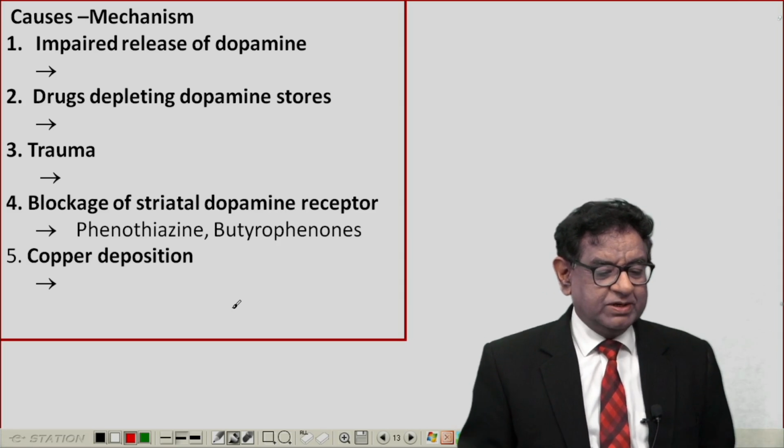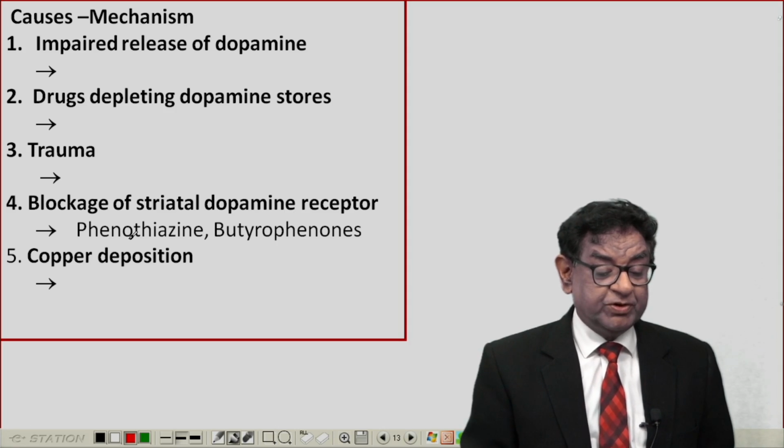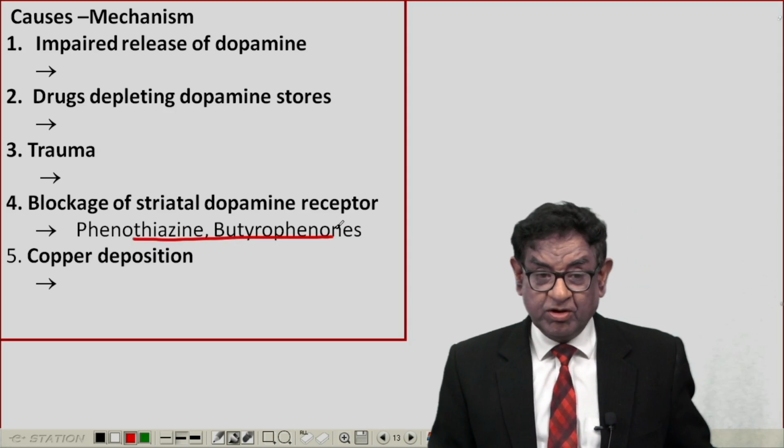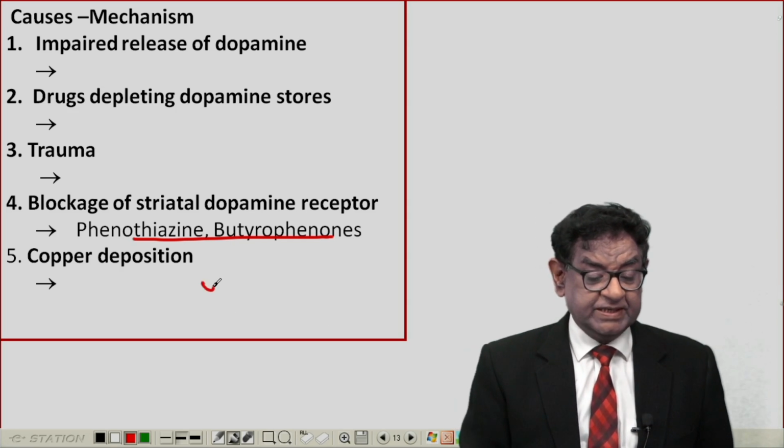So with this background, now we talk about blockage of striatal dopamine receptors: phenothiazine, butyrophenone, and copper deposition in the basal ganglia. This is typically what we see in Wilson disease.